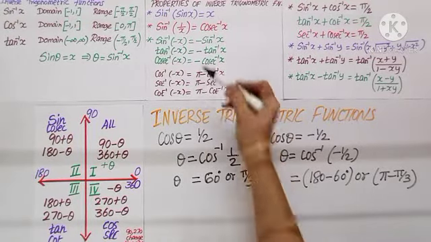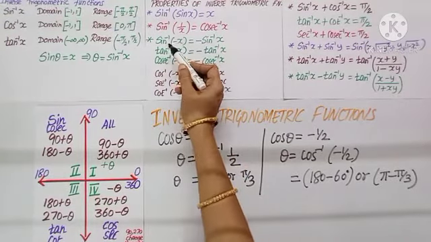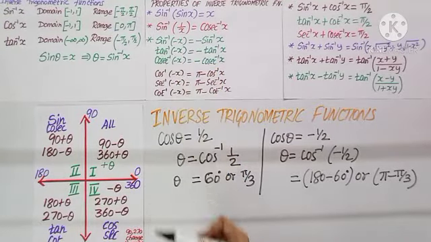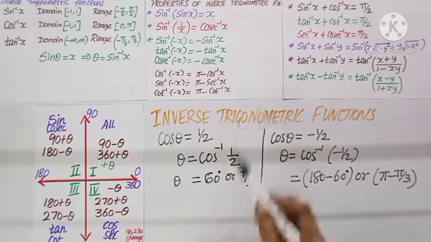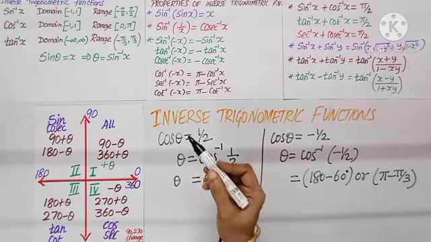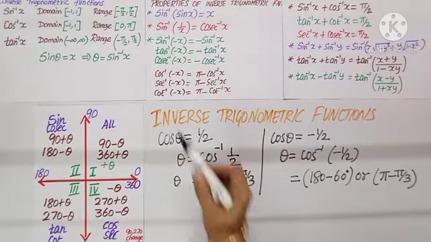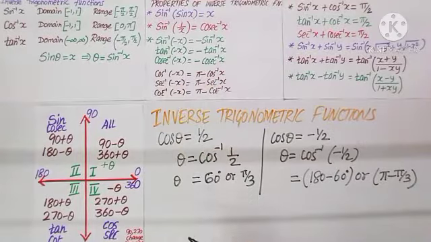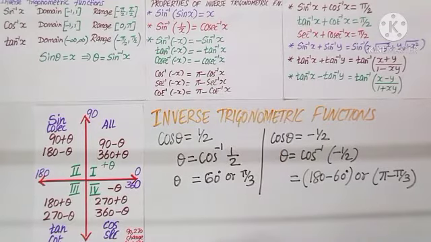For which ones can I just put a minus symbol? The three ratios: sine inverse, tan inverse, cosecant inverse. Sine inverse of minus x, I can put minus sine inverse x. Tan inverse of minus x, I can simply put minus tan inverse x. Cosecant inverse of minus x, I put minus cosecant inverse x. Now we have yet another property which we shall see a little later.